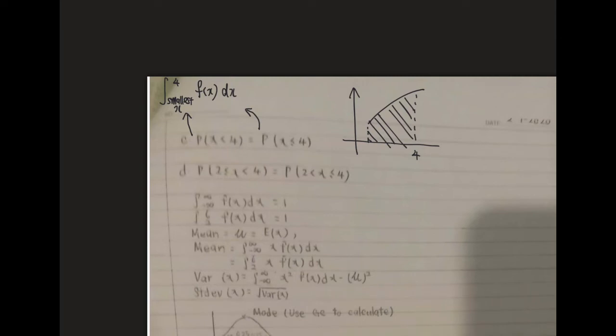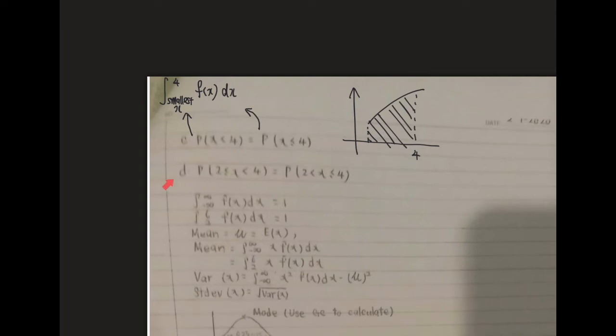Like what we discussed just now, you can integrate from the smallest x, depends on the question, to 4, f(x) dx. So even if you include 4, the way to integrate is still the same. It is still integrate from the smallest x to 4. So that's why I end up with the same area and same probability.